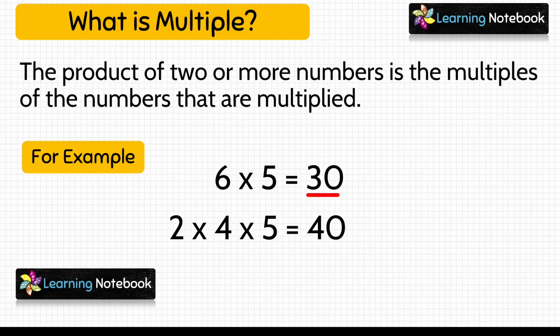Let's take another example. 2 into 4 into 5 equals 40. Here, the product 40 is the multiple of 2, it is the multiple of 4 and 40 is also the multiple of 5. So, remember that the product of two or more numbers is the multiple of the numbers that are being multiplied.